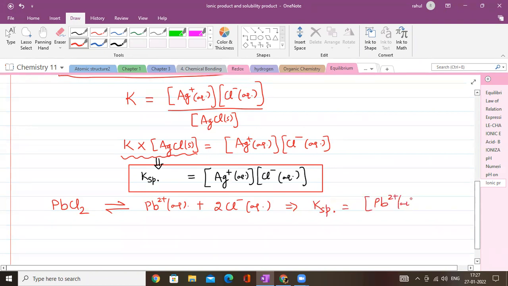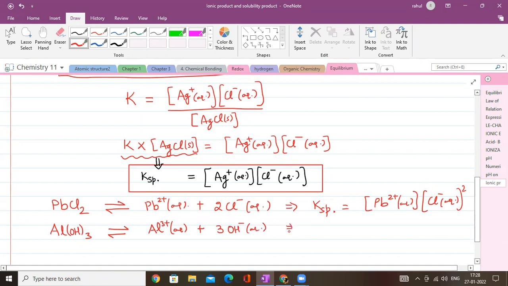Active molar concentration of lead ions, active molar concentration of chloride ions, and of course raised to the power 2. In the same way, if I take the example of aluminum hydroxide, which is a white gelatinous precipitate, you'll get aluminum 3 positive plus thrice hydroxyl ions in aqueous. So here, if you ask me what is the KSP, it is equal to aluminum ions and of course the hydroxyl ion in aqueous to the power 3.